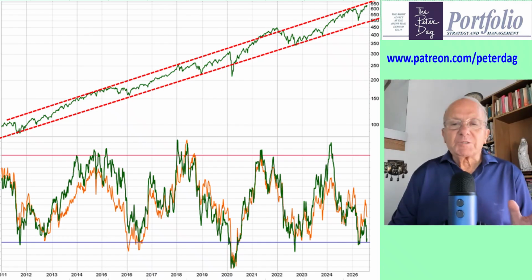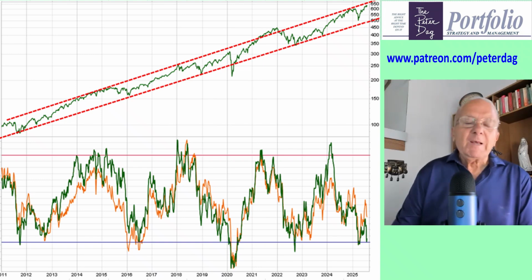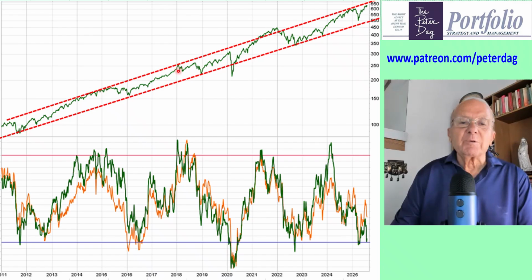Several things on this chart to think about. First of all, this trend line. This is a channel that has gone since 2011. The market has been going within this channel. What you should notice is that every time the market hits the upper line, this trend line here, the market doesn't do much for quite a bit of time.